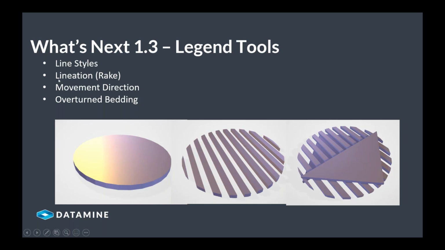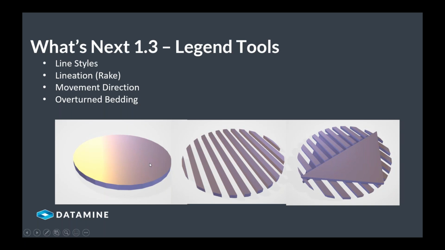The ability to support lineation, rake, because where we want to get to is, if you take a structural measurement with a compass, we're going to put the ability on mobile to measure the rake of the lineation, so you can take a bedding and lineation measurement at the same time. And then you can also take the movement direction. So we've got fonts and tools to be able to do that.